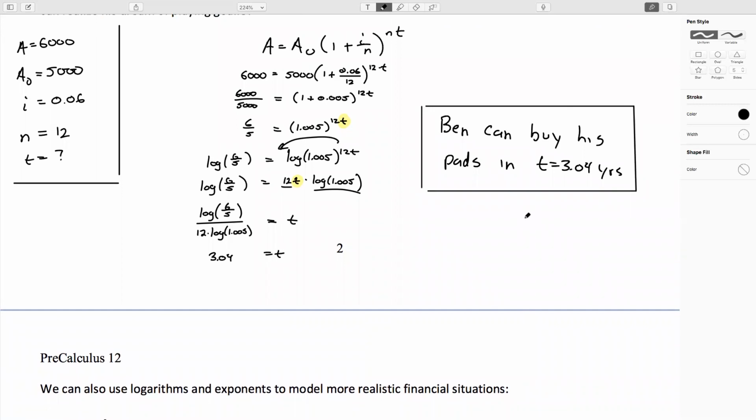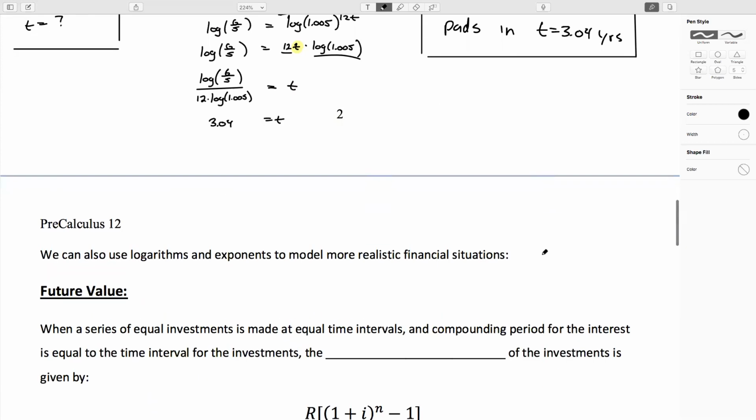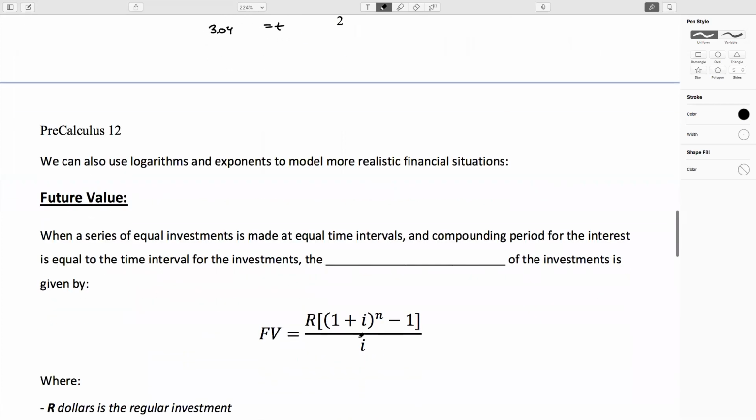Before, we would have gotten to this point right here, and we would have had to use guess and check, or we would have had to graph the function to solve for time. Excuse me. We can also use logs and exponents to model more realistic financial situations.